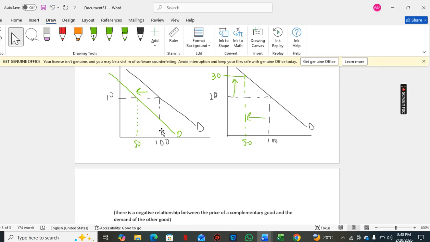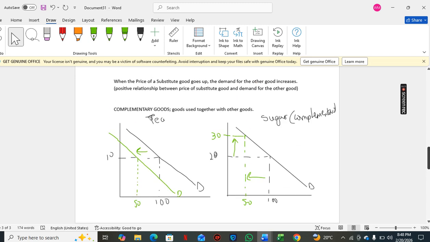So here the price of sugar rose. People stop buying sugar, and eventually, since they're not buying sugar, they don't like tea without sugar, so they also stop buying tea. And you see the demand for tea drops. And the opposite is true.